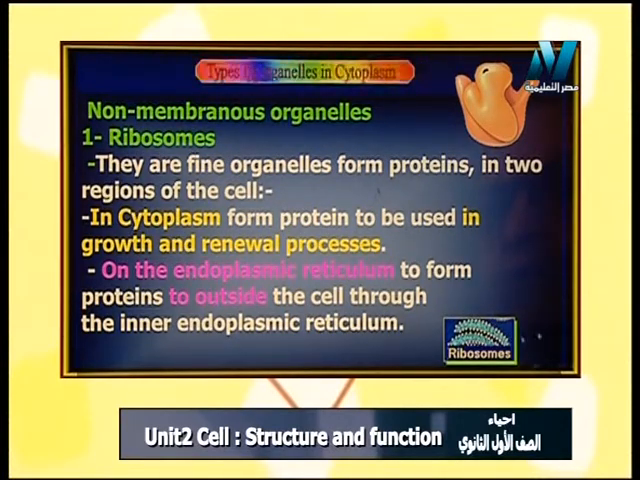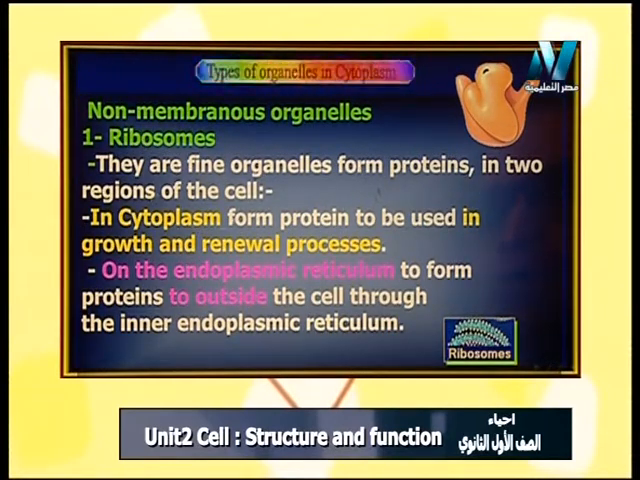اللي قدام حضراتكم ده رايبوسوم. Ribosomes are fine organelles that form protein, formed inside the cell for all the vital activities inside the cell. كل الاكتيفيتيز محتاجة بروتين، ما ينفعش السيل تعيش من غير رايبوسومز.